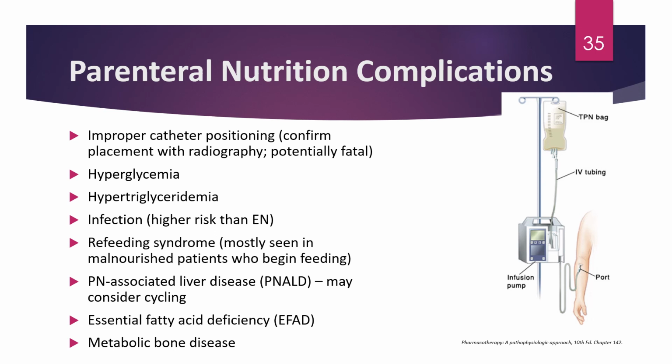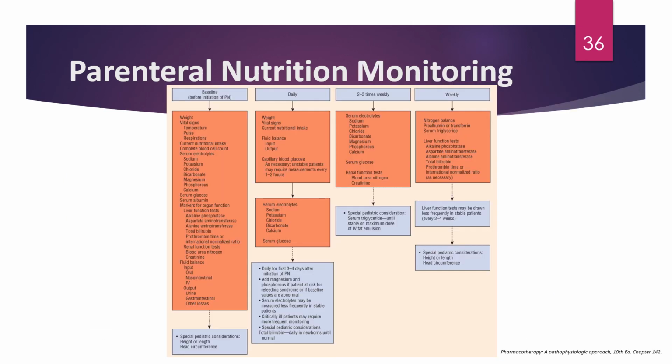Keep in mind the top ones are going to be more acute in nature. So PN-associated liver disease, essential fatty acid deficiency, and metabolic bone disease are long-term or chronic complications from patients who are on PN for weeks or months at a time. These are just some examples of the types of labs that you can monitor for PN therapy.